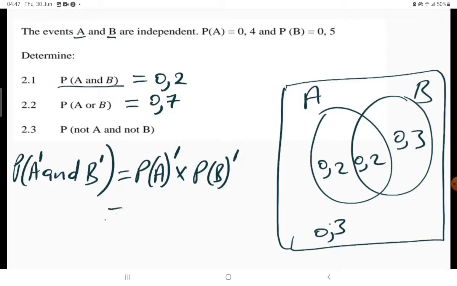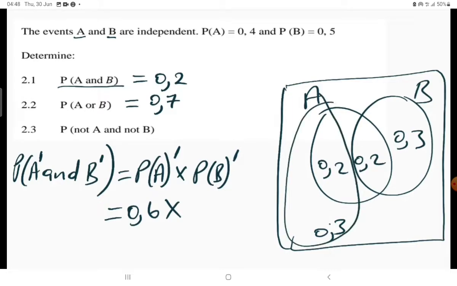So if we can write them up, we have the probability of not A, which means the value must be in this Venn diagram, but not in A. So it is going to be this one and that one that lies outside A, which is 0.6. Then times the probability of not B.